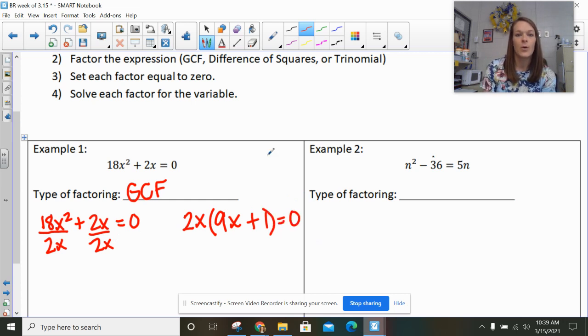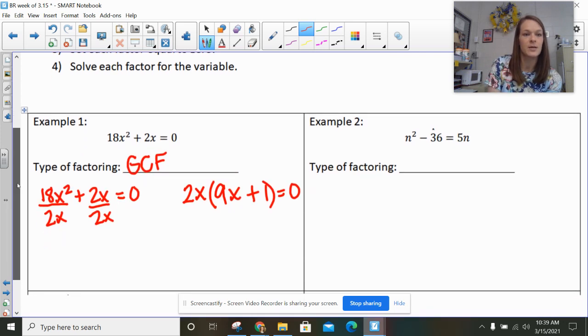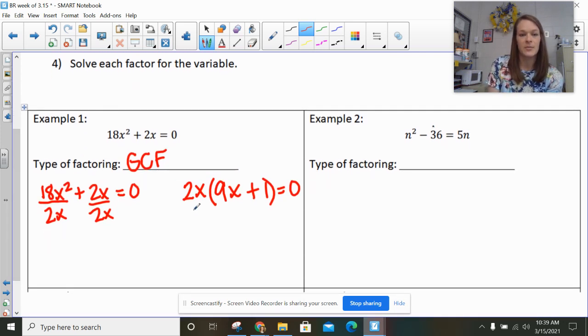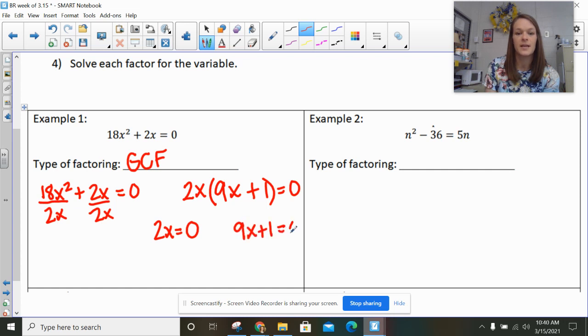Okay, now, once you factor it, we're now at step 3. You set each factor equal to 0. What I mean by that is I'm going to take 2x, that's one of my factors, and set it equal to 0. And then I'm going to take the 9x plus 1 and set it equal to 0. And now you have two linear equations where you can solve them each for x.